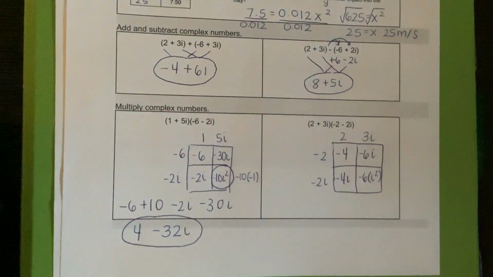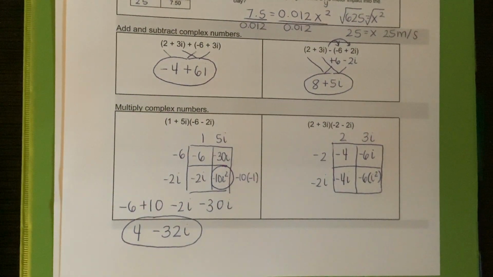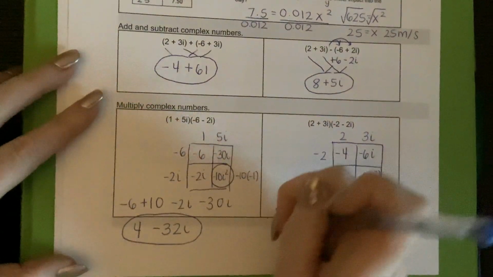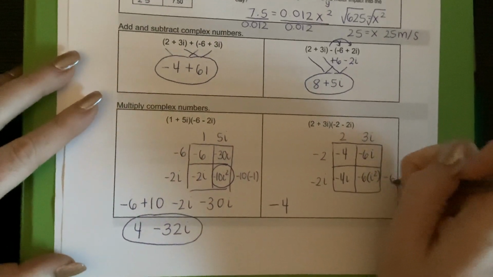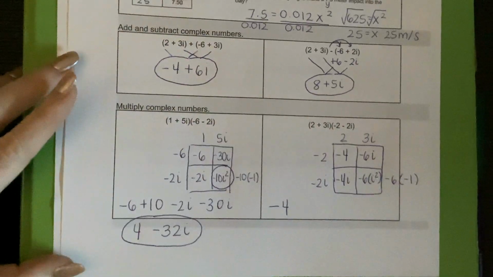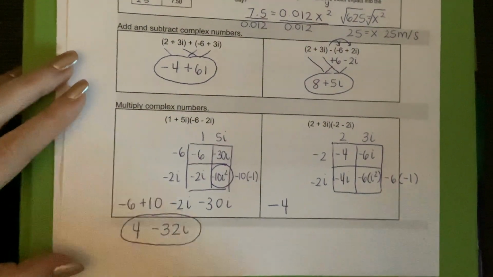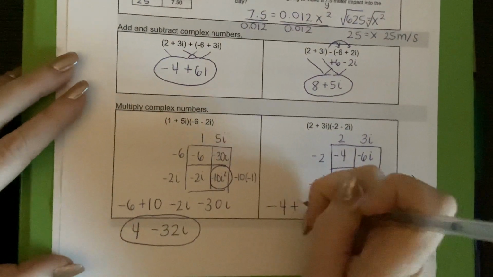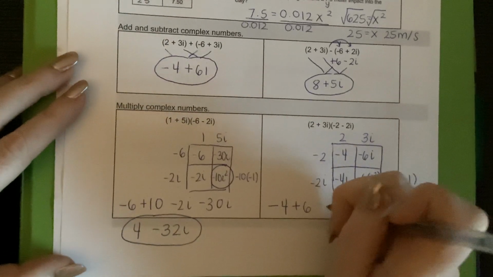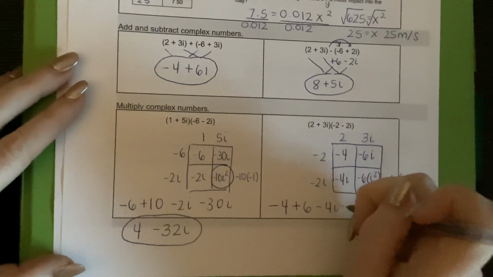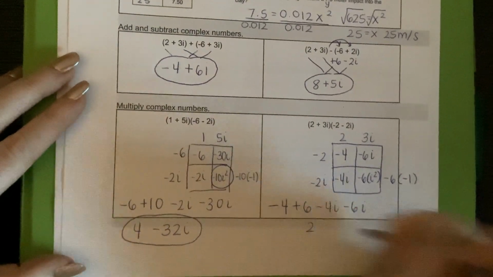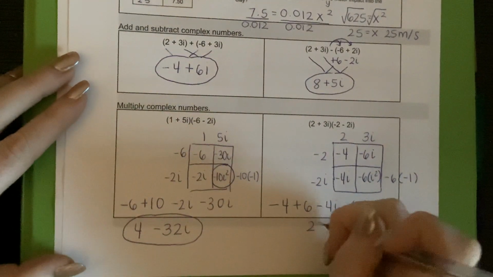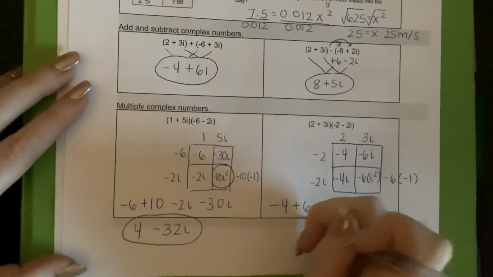You don't need to put that in parentheses. I don't know why I did that. So if we put our real parts first, it's going to be -4, and then this right here is -6 times -1, because i squared is -1. So this is going to become +6, and then our imaginary parts, -4i, -6i. If we combine together, this is going to give us 2, and this is going to give us -10i. All right, so that's our multiplication.